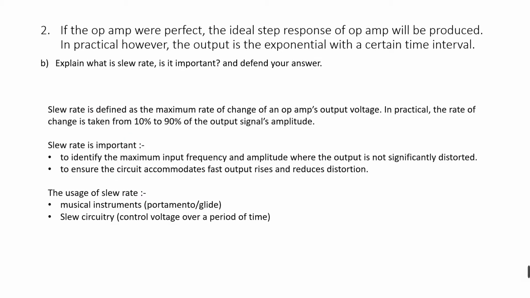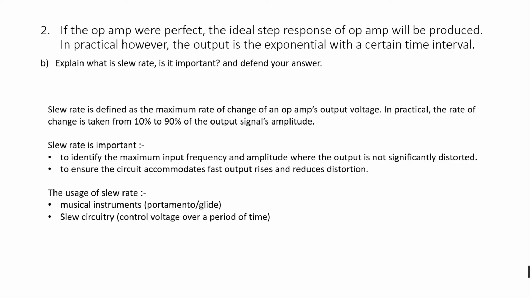So what is slew rate and is it important? So slew rate can be defined as the maximum rate of change of an OPM's output voltage. So practically, we're gonna take 10% to 90% of the output signal's amplitude. So is it important? Basically, yes. It's important to identify the maximum input frequency and amplitude where the output is not significantly distorted. And slew rate is important to ensure the circuit is accommodate fast output rises and reduce distortion.